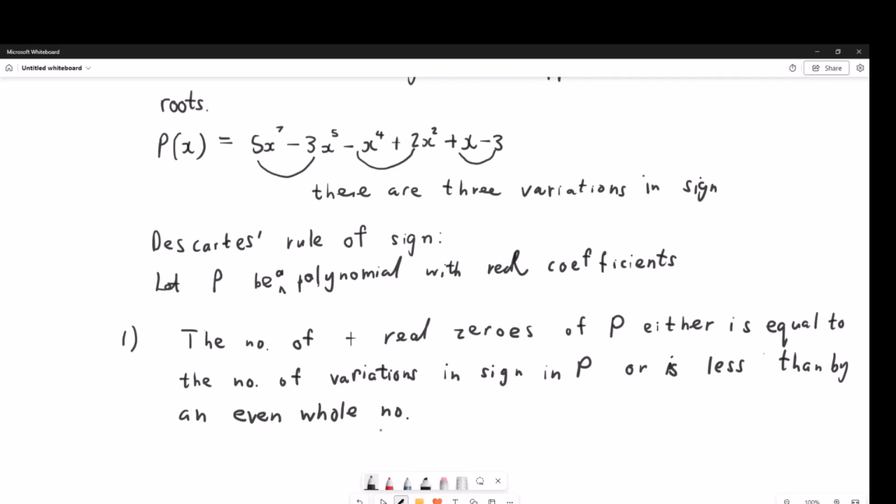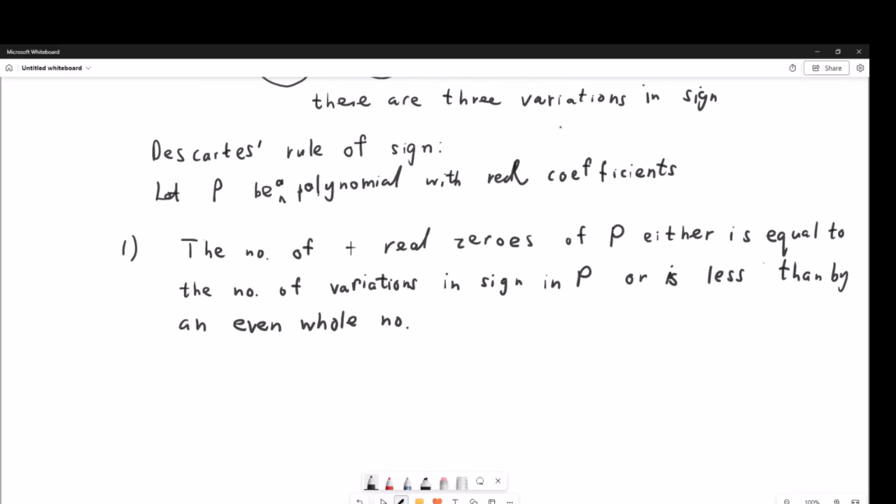Remember on top for P of X, we had 3 variations. When we arrange the powers in descending order, we encounter 3 variations in sign. So the number of positive real zeros of P either is equal to the number of variations in sign in P, or is less than by an even whole number. We'll explain that when we come to it. What's an even whole number? 2, 4, 6, 8, etc.